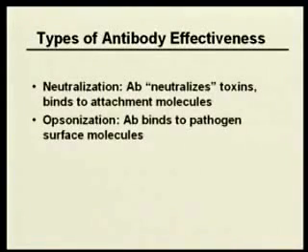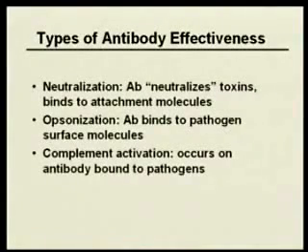You have opsonization. Here the antibody will bind to a pathogen. It's not necessarily just a toxin, it's the whole pathogen. And this will put up a flag saying this cell needs to be engulfed. And then the third one is complement activation. Here the pathogen is covered up by the antibody. The complement then binds to the antibody. The complement cascade is initiated, which leads to the lysis of the bacteria or other pathogens.